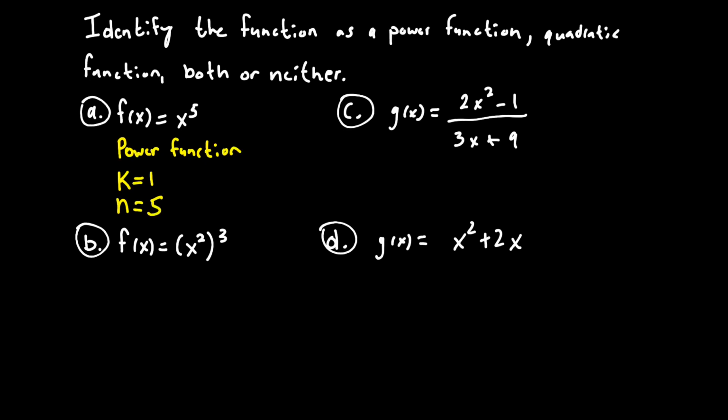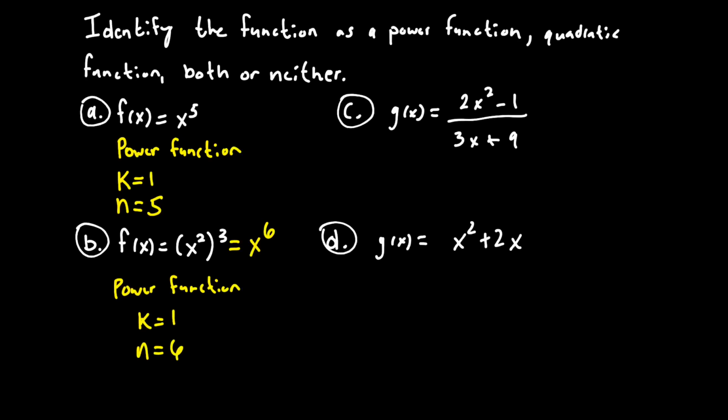Moving on to part B, we're given f(x) is equal to (x^2)^3. First, let's simplify this. This is equal to x^6. Then again, by definition, this is a power function. The coefficient is equal to 1, and we also have that n is equal to 6.